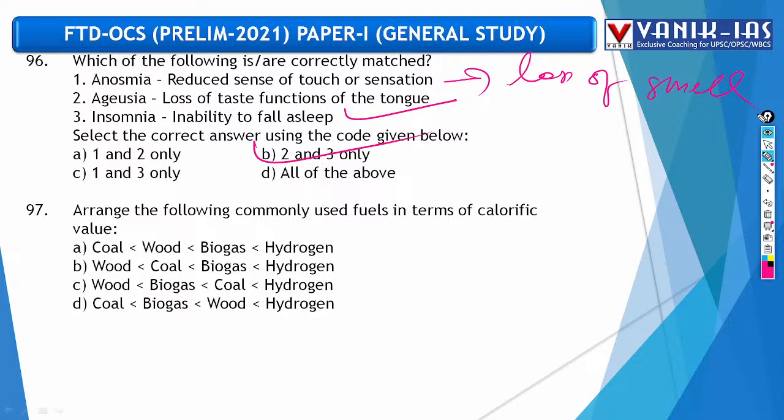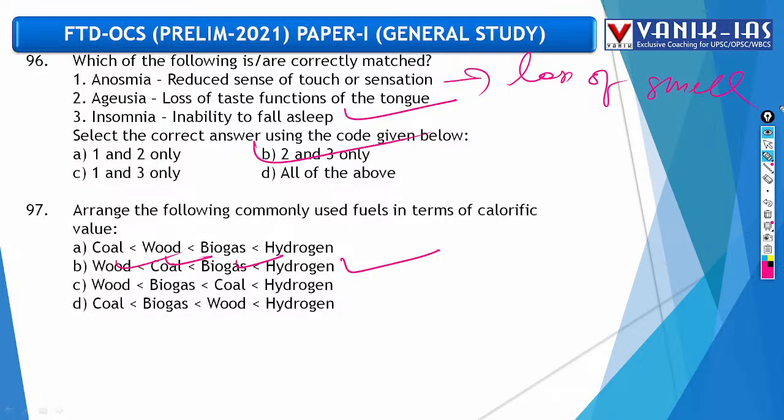Arrange the following commonly used fuels in terms of caloric value. Hydrogen, obviously, has the highest energy. Then biogas. Then coal. Then wood. Obviously. So B is the answer.